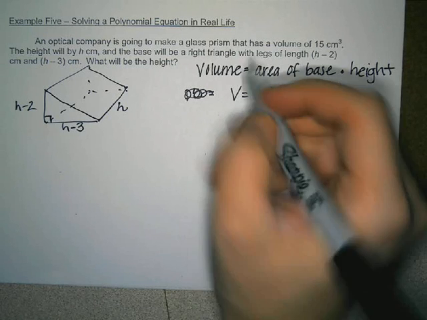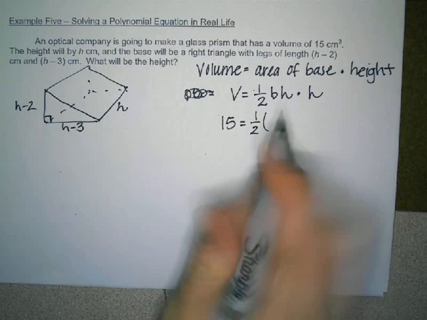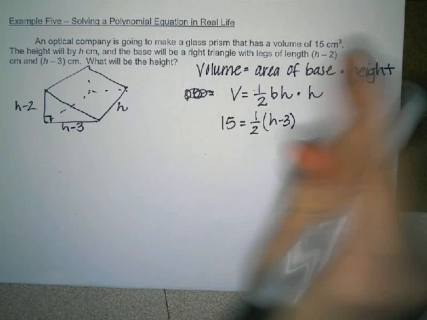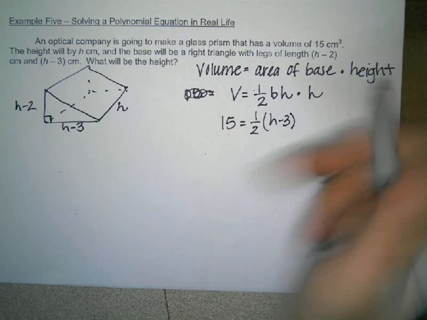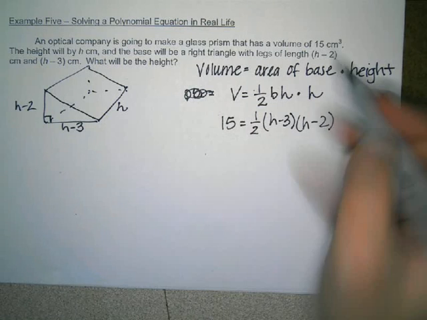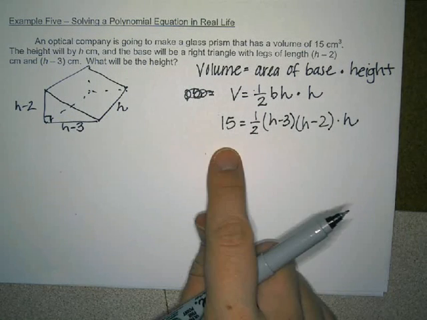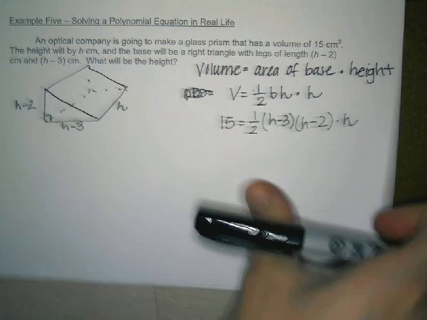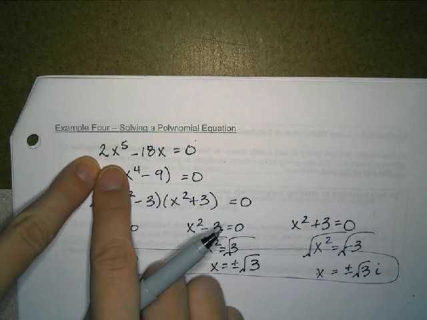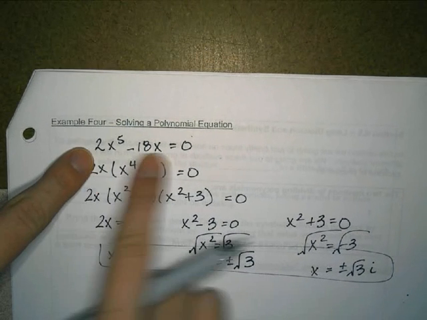I know the volume is 15. That 1/2 is there. I know the expression for the base, the way I drew it, is h minus 3. The expression for the height of the right triangle is h minus 2. And the height of the object is just h. Now, if I want to set this up so that I can solve, I need to get everything over to one side, like I had for example 4, because that's one where we actually solved through it. I need to get everything on one side and get it equal to 0.